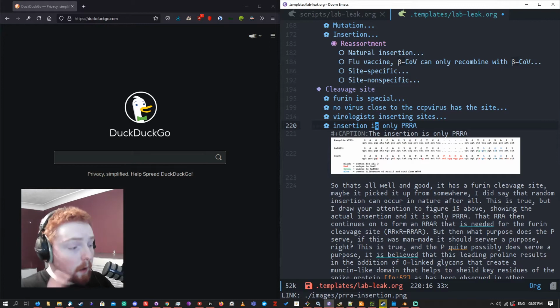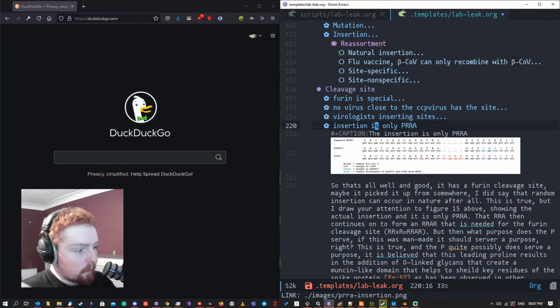And this PRRA, it's like the perfect insertion they could have ever had, because the P allows for O-linked glycans to form, which kind of shields it from the immune system, so it has a lessened immune response. And the RRA combines up with an RRAR, which is already there. And then the RRAR essentially is a polybasic furin cleavage site.